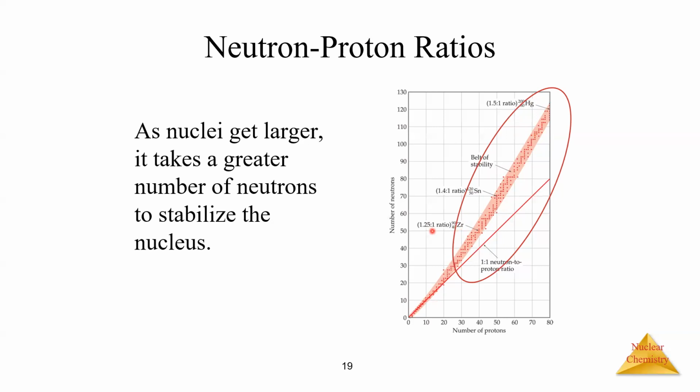So 1.25. Tin, we see it increase even further, 1.4 ratio, because now we've got 70 neutrons for every 50 protons. And then all the way up at mercury, we've got a ratio of 1.5 to 1, because now we've got 120 of the neutrons, excuse me, versus 80 of the protons. So just as these atoms are getting larger, as we're getting more of those positive pieces, we need even extra of the neutrons in order to keep that nucleus together.